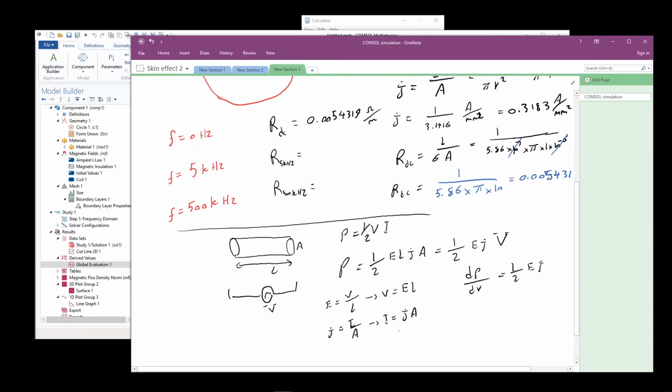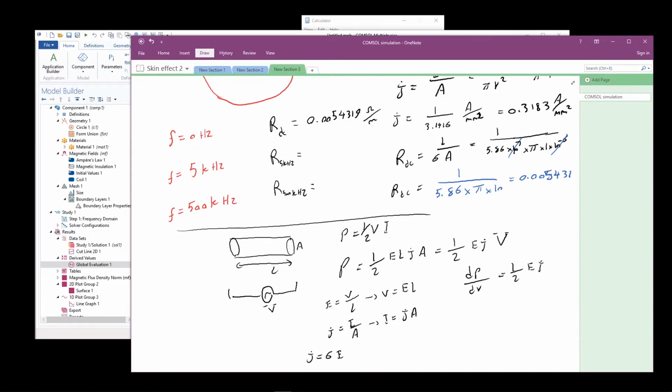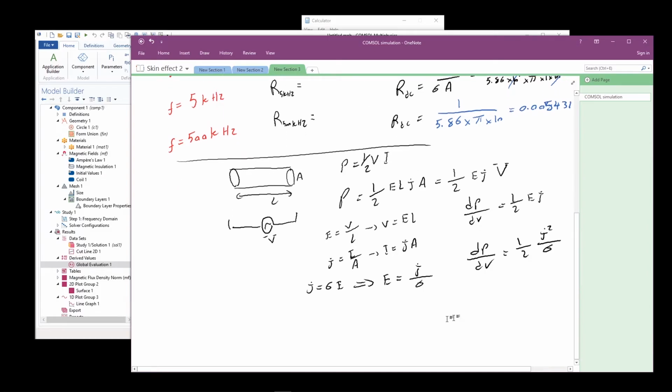And E itself, we know that J is equal to sigma E. So what I can conclude is that E is equal to J over sigma. So the power density actually will be 1 over 2, and if I replace E with J over sigma, it's J squared over sigma. So this is basically the power density that we have.